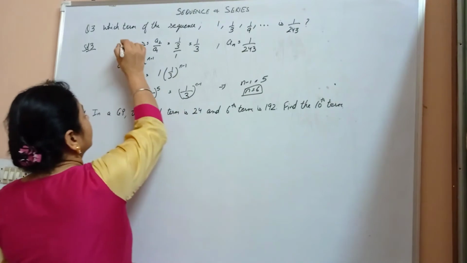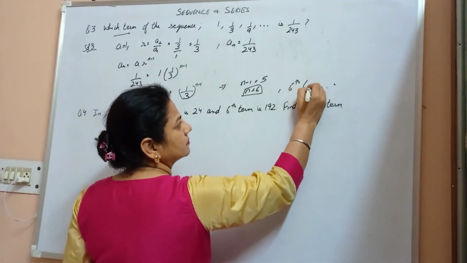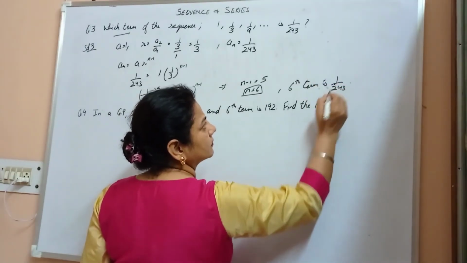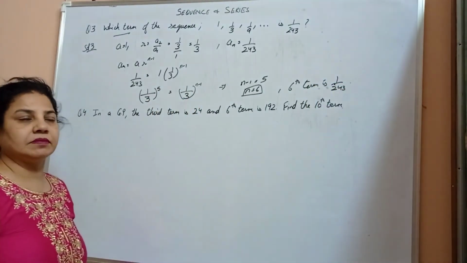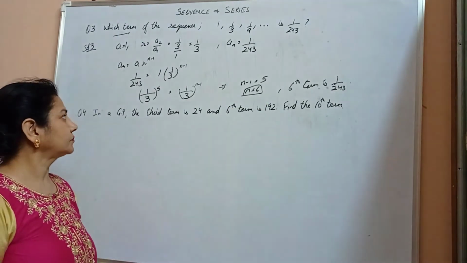So the question was which term is this? So we can say the sixth term is 1 upon 243. N is 6, the number of terms is 6. So the sixth term gives the result as 1 upon 243.